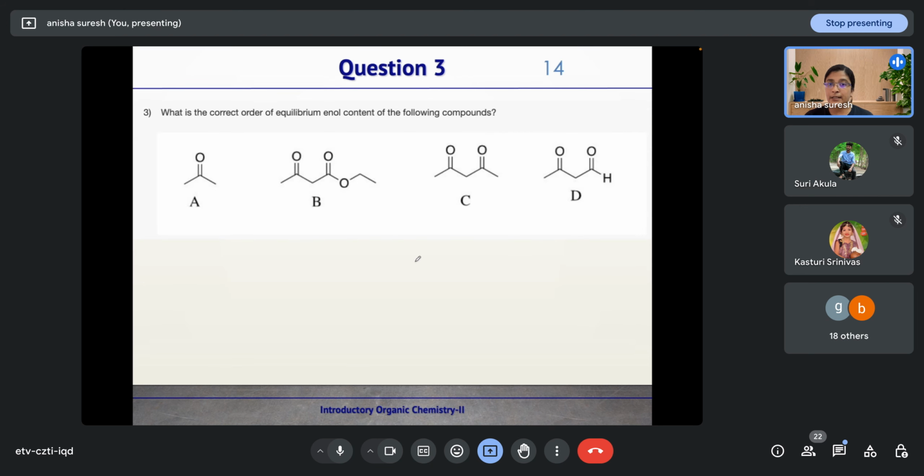So coming to our different compounds, in compound A, hydrogen bonding is not possible, right?